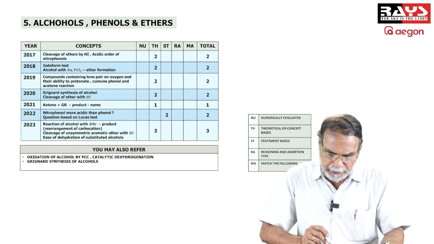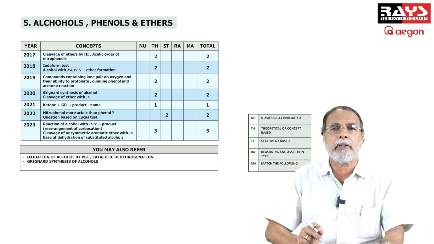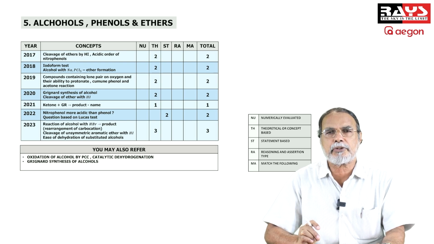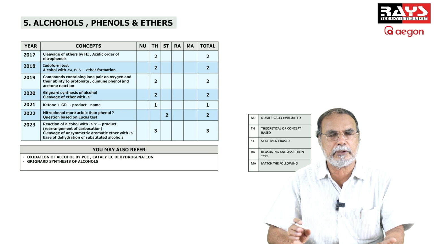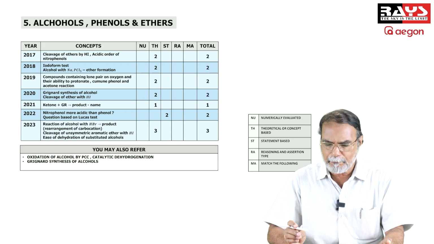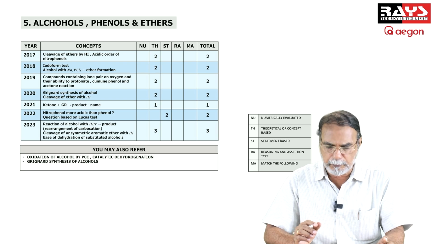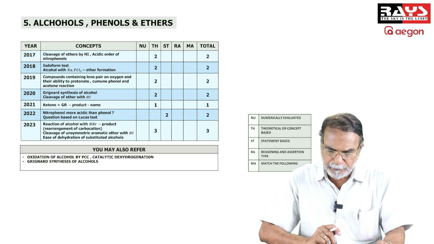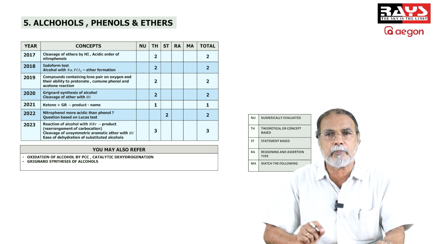So that question was there, and there was also the question on Lucas reagent, Lucas test, which, as you know, is a test to differentiate among primary, secondary and tertiary alcohols. You know the chemistry of that, it's pretty simple. So remember, it is asked as a question, an important question. Okay. In 2023, last year, the reaction was about an alcohol with hydrogen bromide.